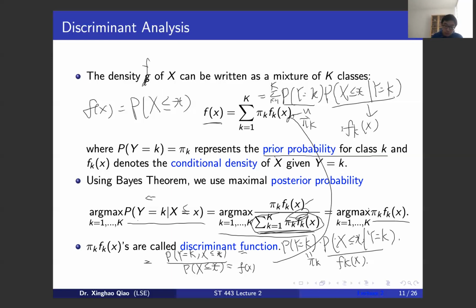This pi k times f k of x is called the discriminant function. This derivation suggests that, in order to maximize the conditional probability, it is equivalent to maximize pi k times f k of x. So if we know the formulas for pi k and f k of x under some parametric model assumption, then we can easily calculate the conditional probability and find the maximum value.